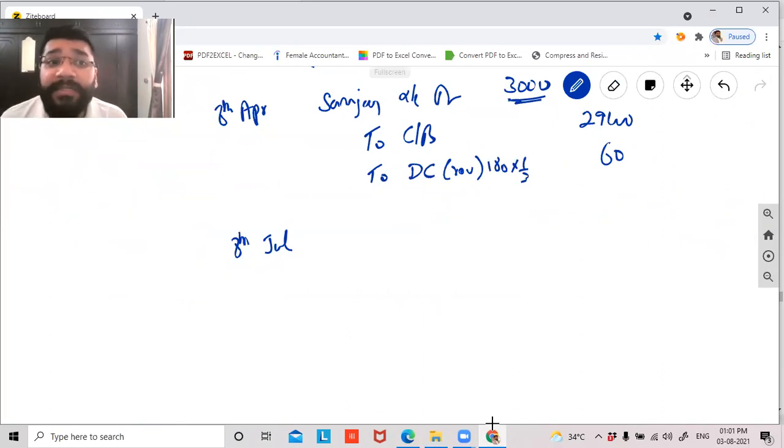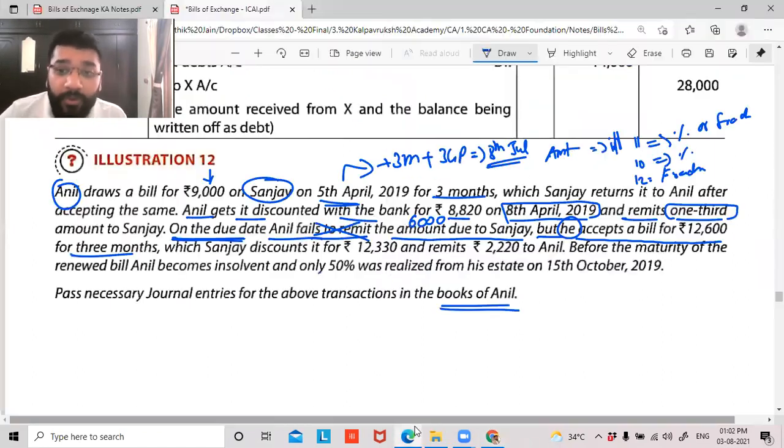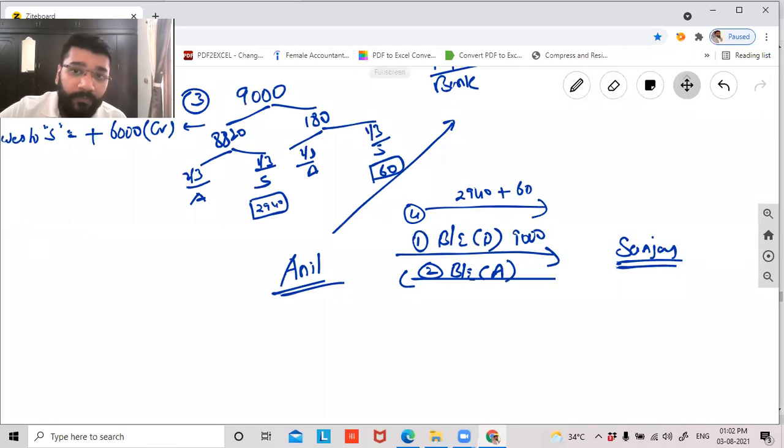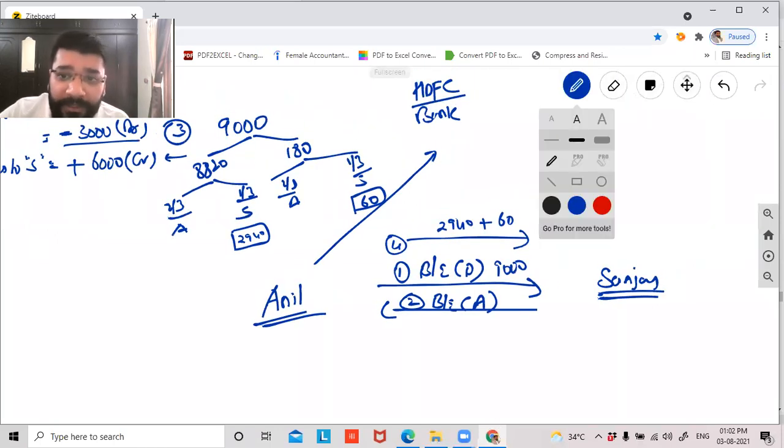Accepting of bills of exchange means it is a liability which Anil has to pay to the banker in future. So can I say bills payable? Bills payable, 12,600. Yes or no? Yes, sir. Now there is a second bill coming into the picture, guys.